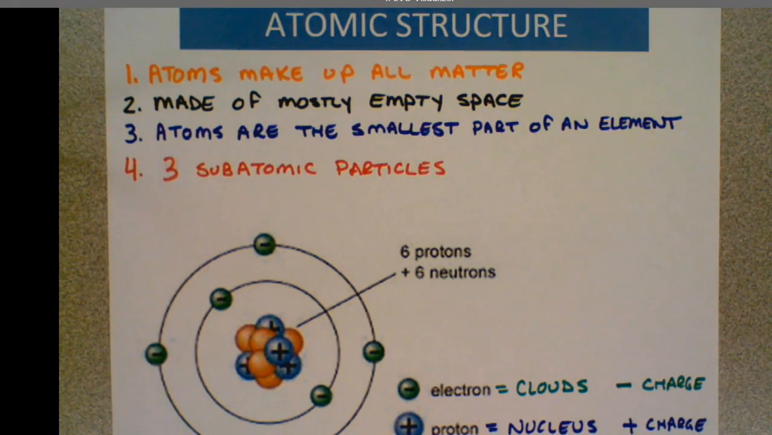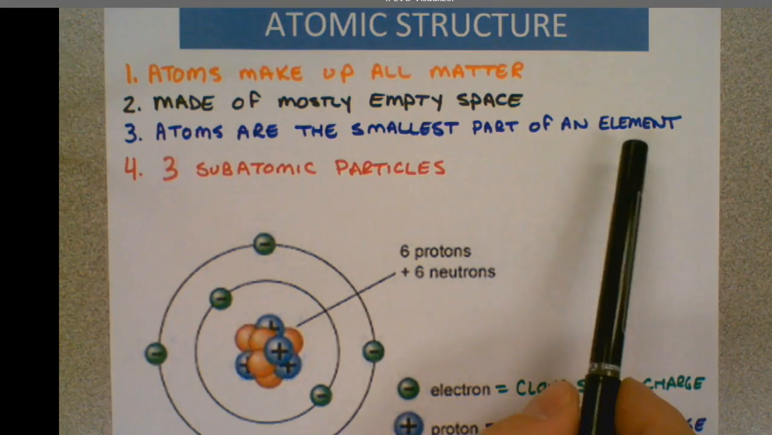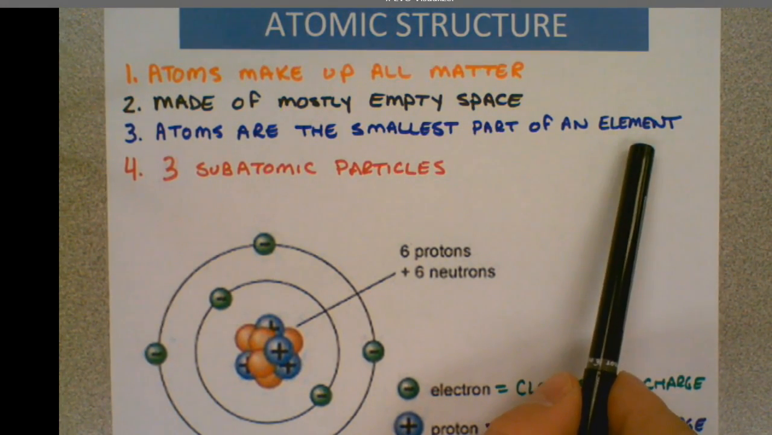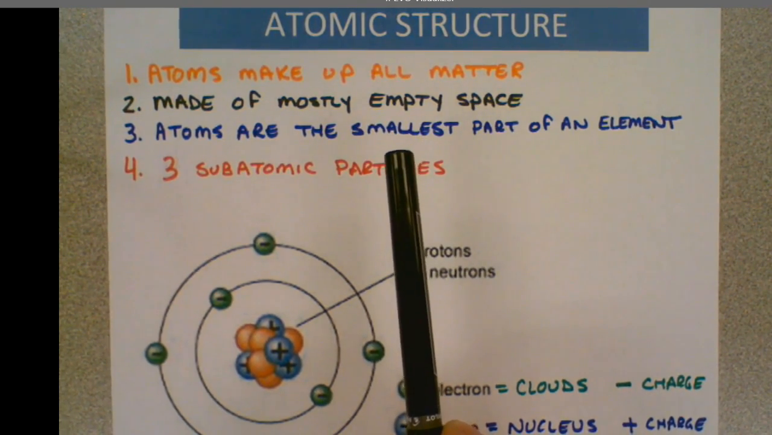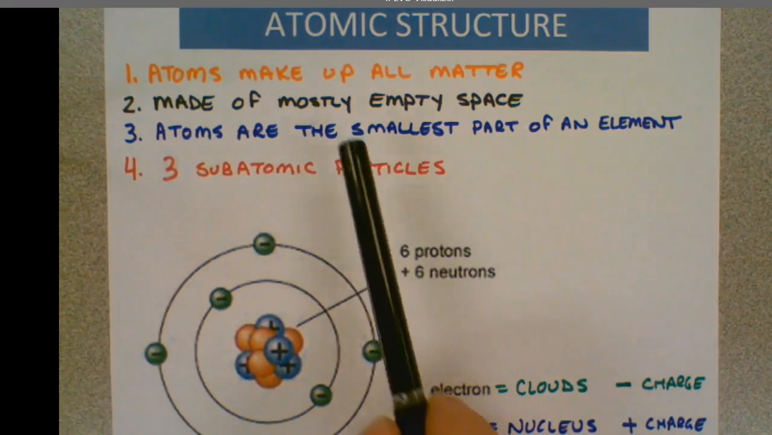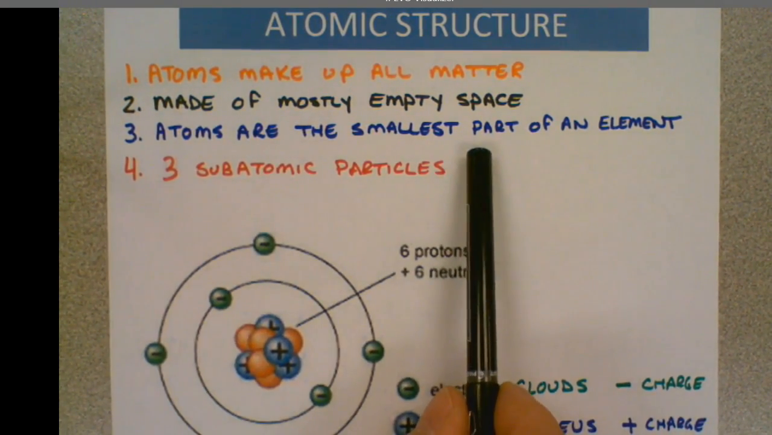Number three, it says atoms are the smallest part of an element. So elements are what we find on the periodic table. Elements are types of matter that have a certain property, and atoms are the smallest part of that element.